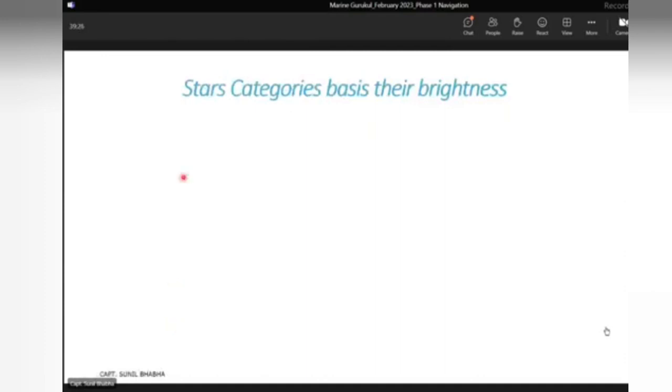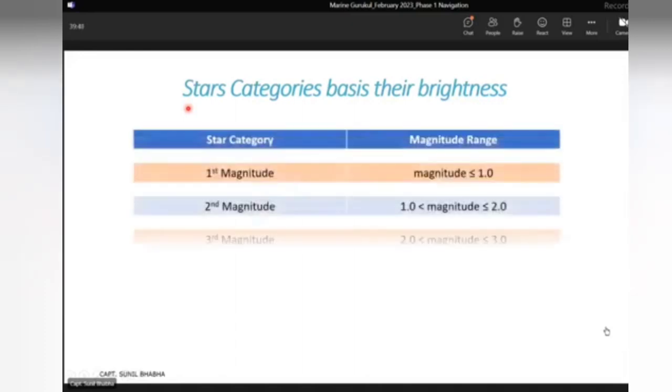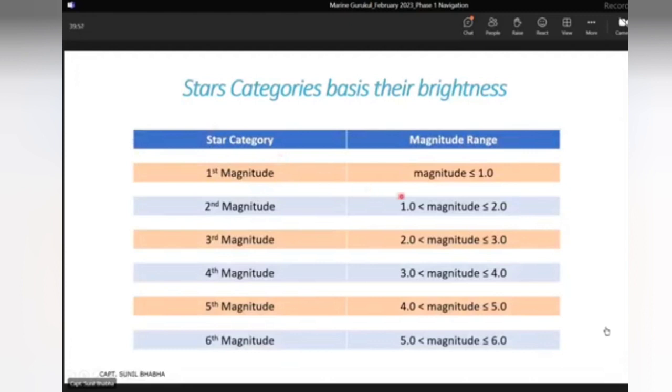Now we have seen the stellar magnitude of the stars. We know that the faintest of the stars are of magnitude 6.0 and the brightest of the stars are magnitude 1 stars. Now these stars are categorized basis their brightness. We have put them into categories. Now what are these categories? All the stars having their magnitude less than or equal to 1.0, that also includes the stars in the negative stellar magnitude range, are called first magnitude stars.